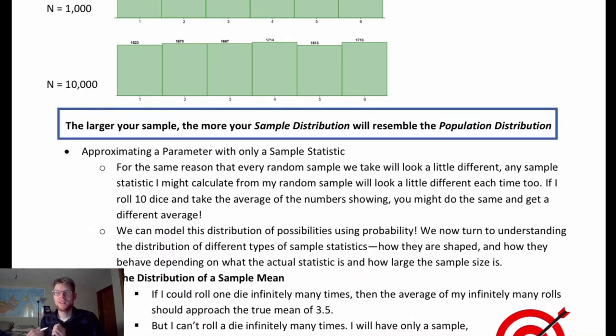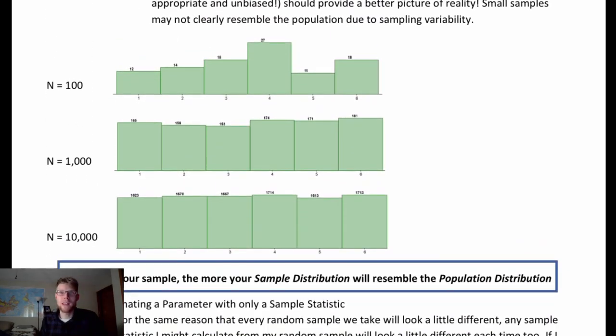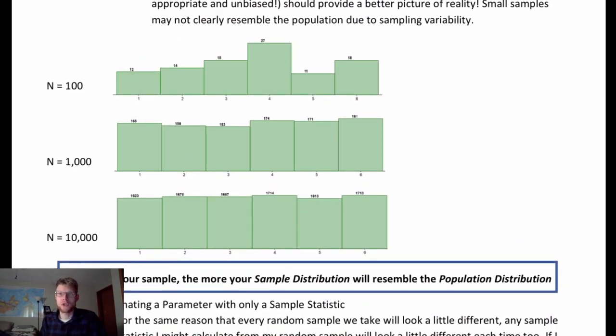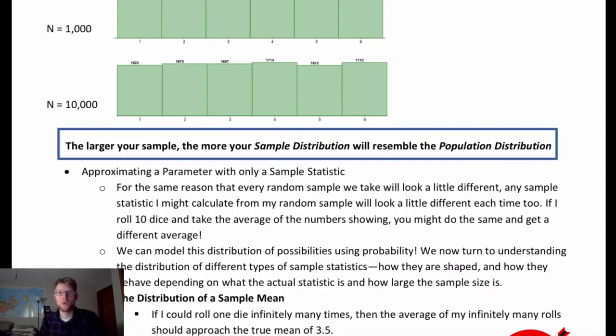One big idea of statistics is trying to approximate a parameter with only a sample statistic, right? And so for the same reason that my sample distributions don't exactly match the population distribution, same thing with the sample statistic. If I take a sample, then my sample statistic is not going to exactly match the parameter that it's estimating. But the larger the sample I take, the closer that sample statistic is going to tend to be, the more accurate I would expect it to be.